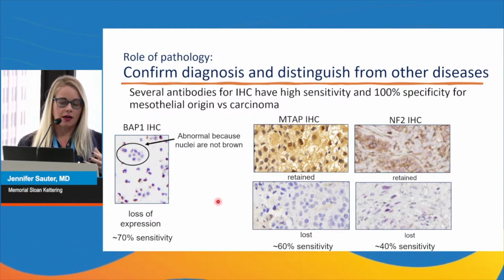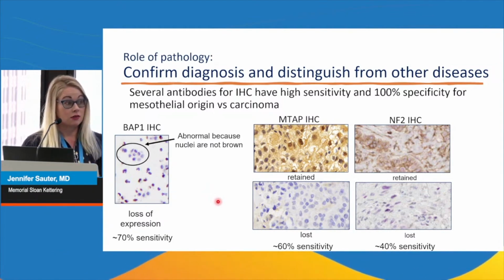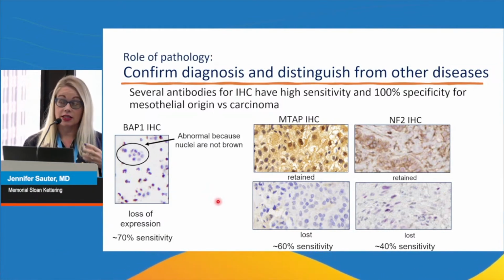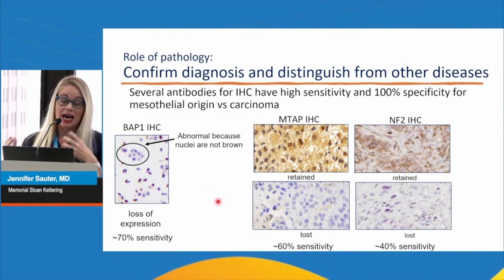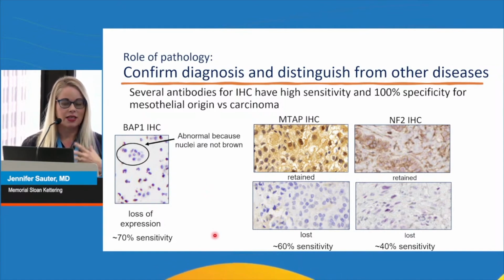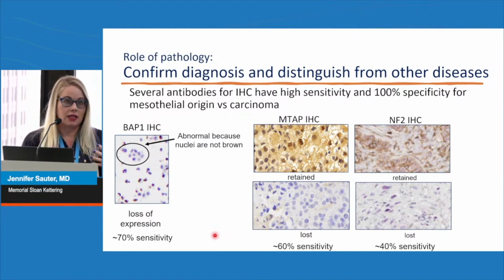And what I mean by 100% specificity is that these antibodies are going to detect molecular alterations in cells. And if that alteration is present, that is 100% specific for malignancy. However, they're not perfectly sensitive because not all tumors have a BAP1 alteration or not all tumors have an NF2 alteration. So if we see the alteration, we know it's malignant. If we don't see the alteration with immunohistochemistry, we can't say whether it's benign or malignant based on that immunohistochemical finding.